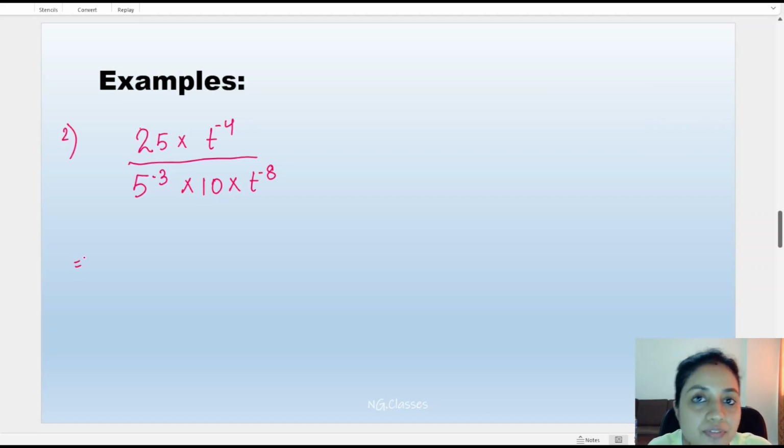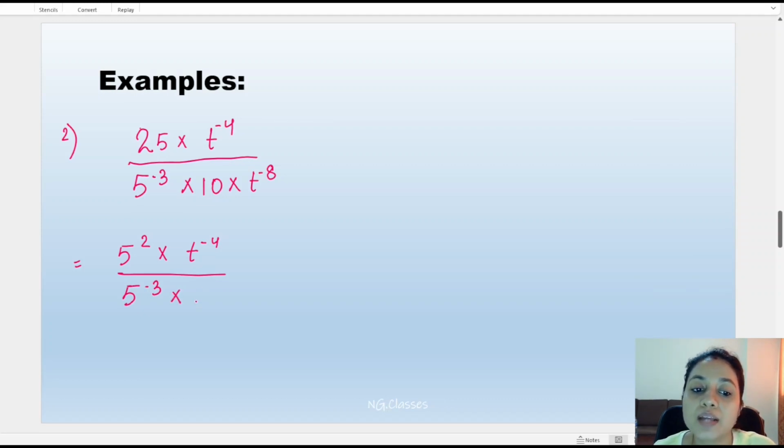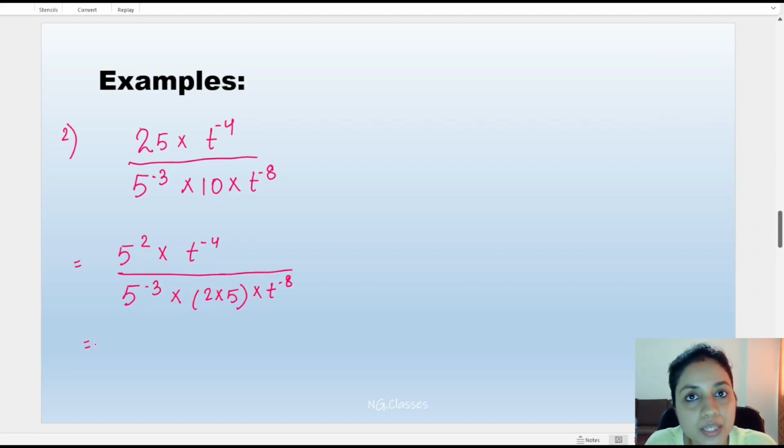So 25 can be written as 5 squared, right? t to the power negative 4 is already in exponential form. Let's write the denominator. 5 to the power minus 3 is already in exponential form, and 10 can be written as 2 times 5. Now t to the power negative 8.